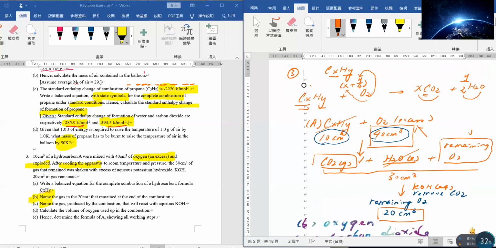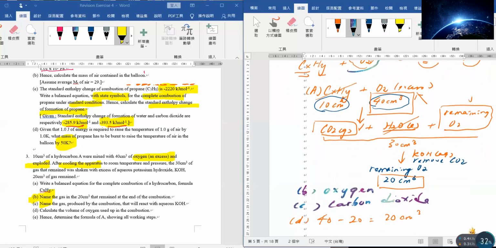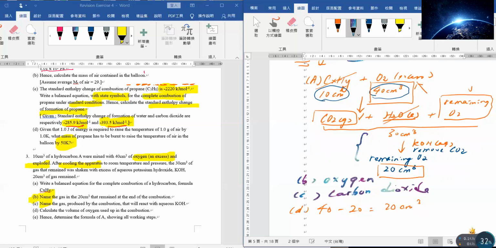Now then we go back to this. Okay, here we have one more piece of information. Now 30 cm cube after passing KOH, you have 20 cm cube oxygen left. So which means the volume of carbon dioxide is what? Is 30 minus 20. Do you agree? Originally 30 cm cube, including carbon dioxide and remaining oxygen. After passing through potassium hydroxide, which can help you to remove the carbon dioxide, 20 cm cube of oxygen remaining, which means the volume of carbon dioxide produced is actually 30 minus 20, 10, okay?